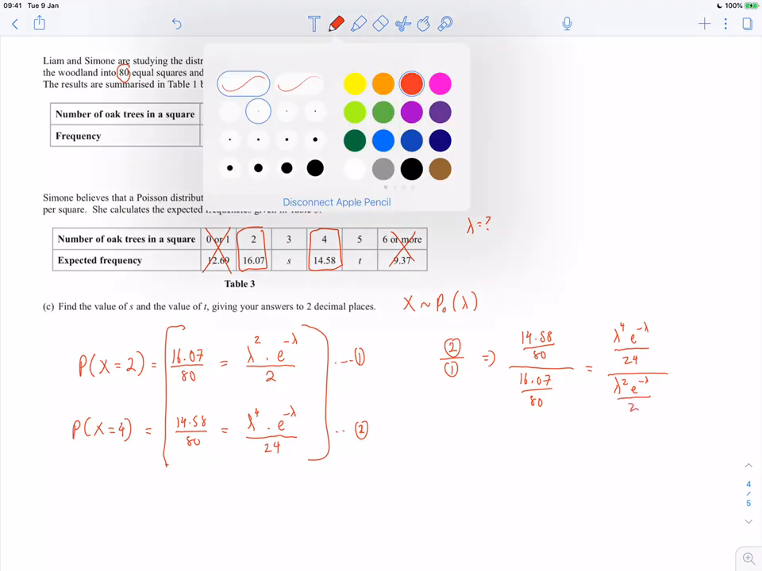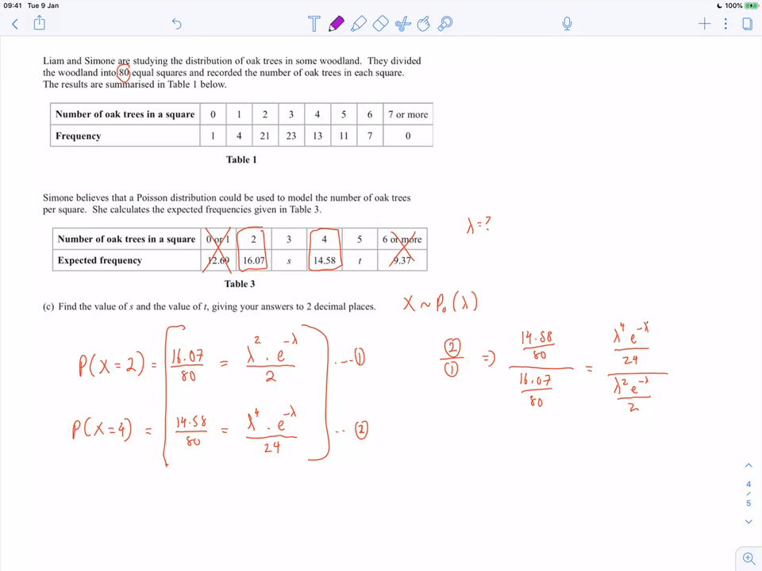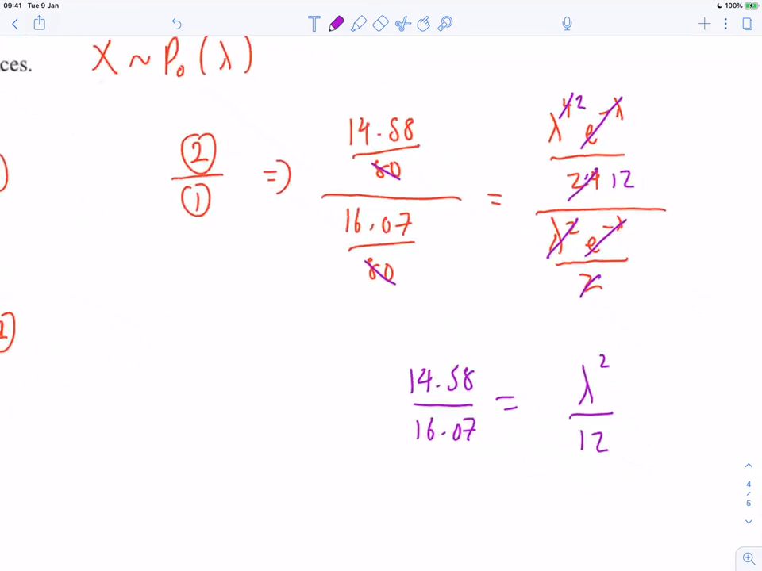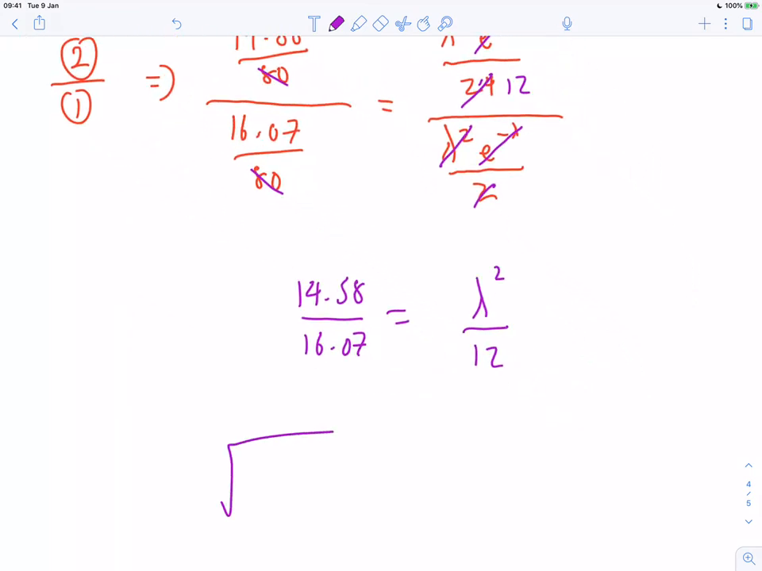Now look what happens, this is great. We can cancel the e to the minus lambdas. We can times by 2 top and bottom, so this 24 becomes a 12 and that 2 disappears. And then the lambda squared we can get rid of, and this becomes a lambda squared on the top. So really, on the right-hand side, we've got lambda squared over 12. On the left-hand side, we can just times by 80 top and bottom, so we've got 14.58 over 16.07. And now this is incredibly easy to work out what lambda is, because all we need to do is the square root of 12 times 14.58 all over 16.07.